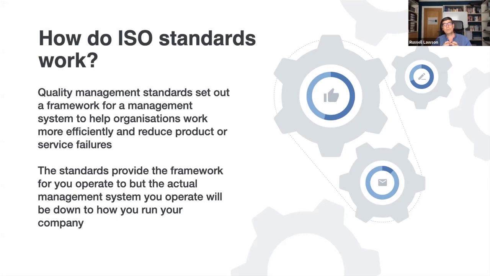So, for example, within 9001, you get the requirement to record and analyze errors, to gather customer feedback, to have management review meetings and what the agenda should consist of. But the actual management system that you operate will be down to how you run your company. So, for example, there's no one way that you must gather customer feedback. Just as long as you're doing it, then you're complying with the standard.